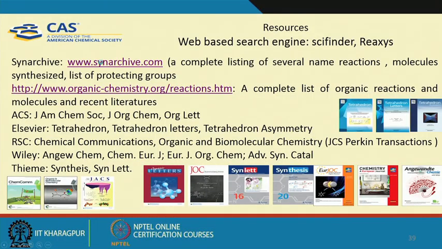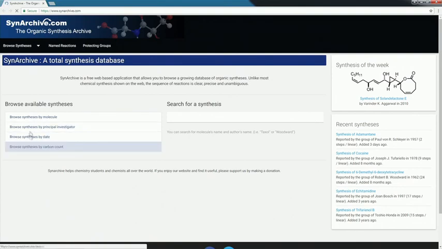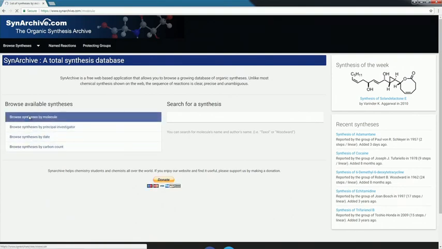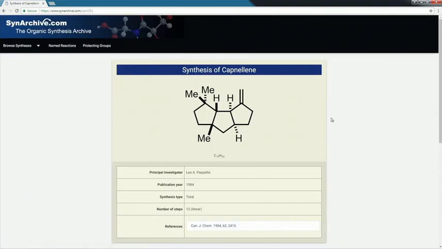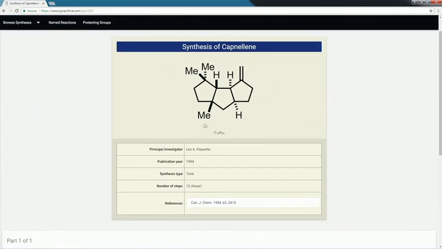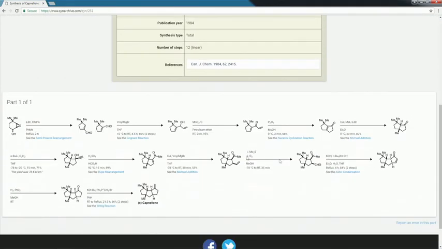Particularly in SynArchive, for all the molecules, a retrosynthetic pathway has been given. Let us click SynArchive again, and then browse synthesis by molecule. So we will now target any molecule. I will click this molecule. Now see this molecule, they said that this molecule has this structure, and this molecule was reported in 1984. The investigator is Leo Paquette, a great organic chemist, and see the entire forward pathway was given to you.